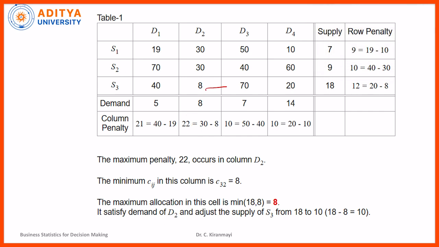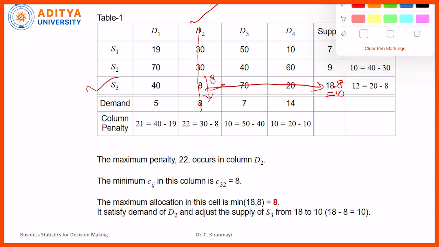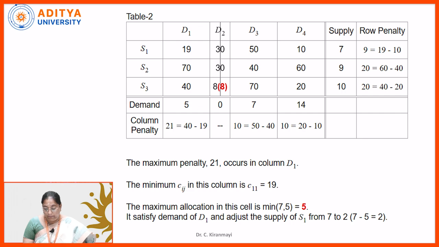What is the corresponding supply and corresponding demand? 18 and 8 respectively. Whichever is less, that much allocation we give. So 8 is lesser, therefore give 8 units of allocation. That means 8 units must be supplied from S3 to D2 destination. Since 8 units are allocated, strike off that column. 18 minus 8 is going to be 10. This is how we initiate allocation using the VAM technique. In the first iteration, we have deleted the second column.